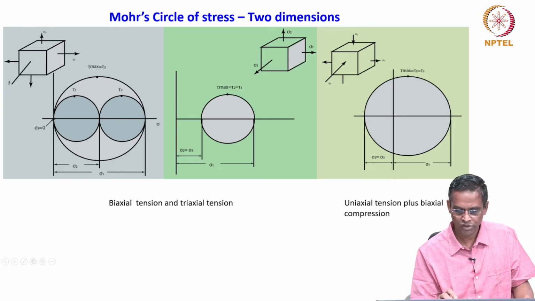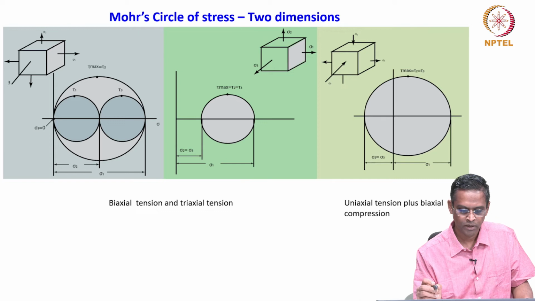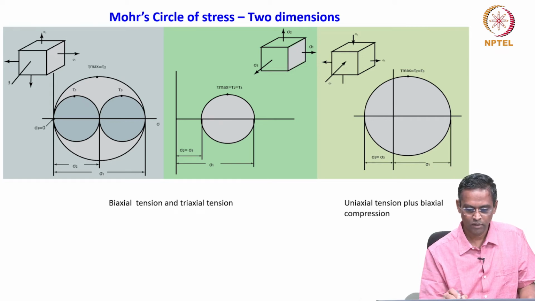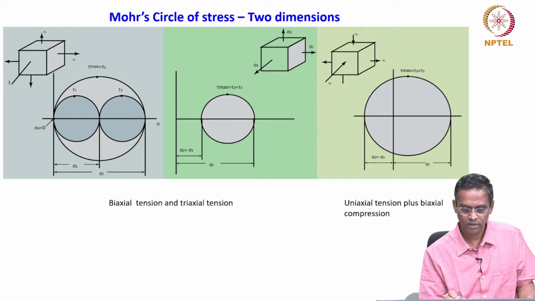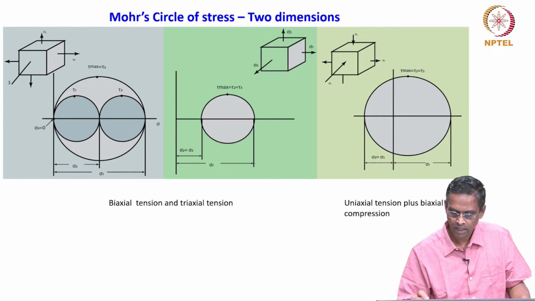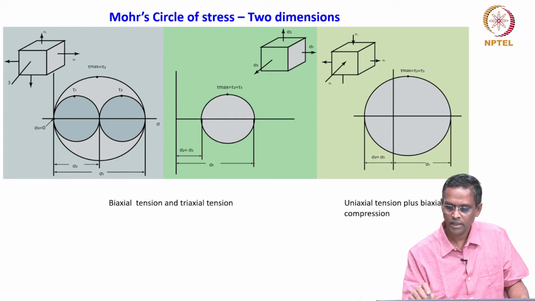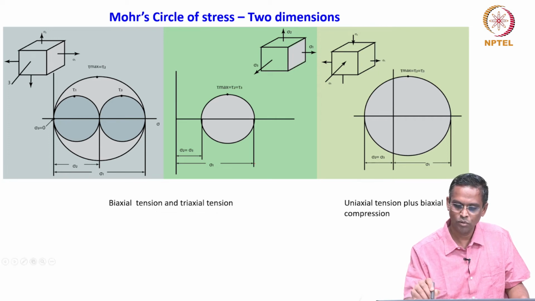Similarly, for triaxial tension, this is an element which is subjected to triaxial tension. So, sigma 2 and sigma 3 are equal in magnitude. Sigma 1 is the highest here, and this is sigma 2 and sigma 3, and this is tau max. Okay, and uniaxial tension plus biaxial compression. So, uniaxial tension in this direction, biaxial compression in two orthogonal directions.